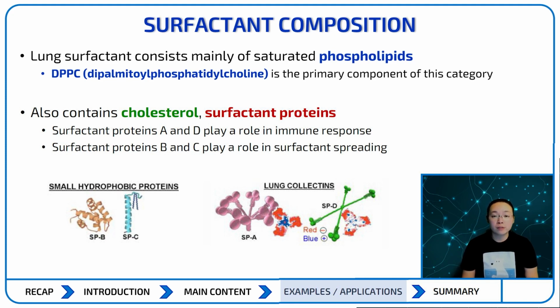There are actually 4 different types of surfactant proteins. Surfactant proteins A and D play a role in the immune response, so it helps protect your lung surfactant from infection, especially because it's exposed to air all the time. You also have surfactant proteins B and C, which play a role in surfactant spreading, so it helps your surfactant contract and expand. So we call surfactant proteins B and C small hydrophobic proteins. And specifically, those hydrophobic proteins allow your lung surfactant to expand and contract very easily.